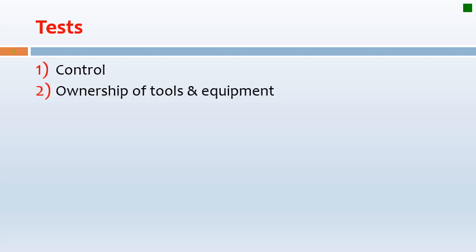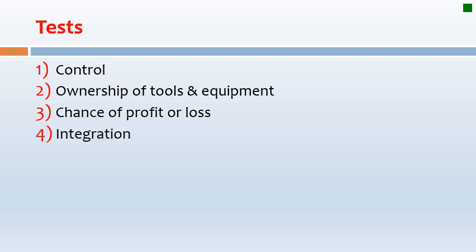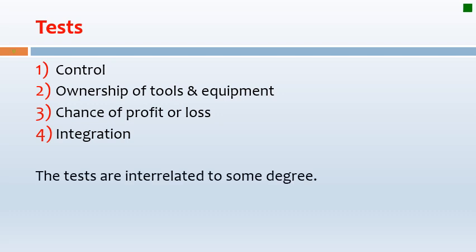Given the importance of this determination, how does the CRA decide if one is an employee or self-employed? Again, there's no guidance in the Income Tax Act, so they will employ a series of tests and make a conclusion based on the evidence presented. The tests are control test, ownership of tools and equipment, the chance of profit or risk of loss, and integration. Now keep in mind, these tests are interrelated to some degree, but we're going to analyze them separately and provide our conclusion.